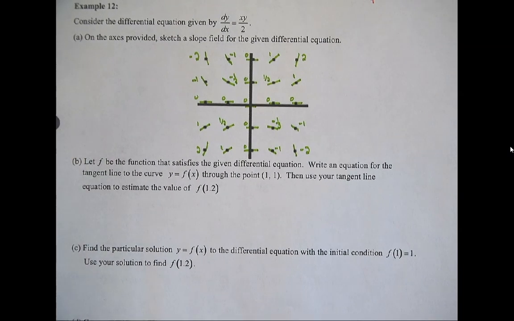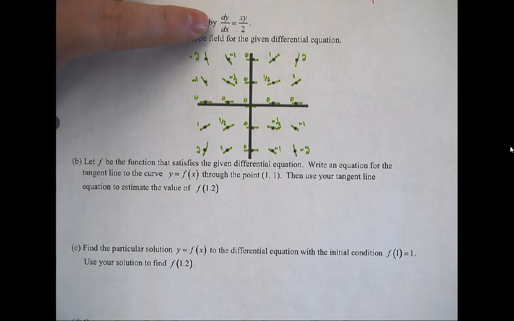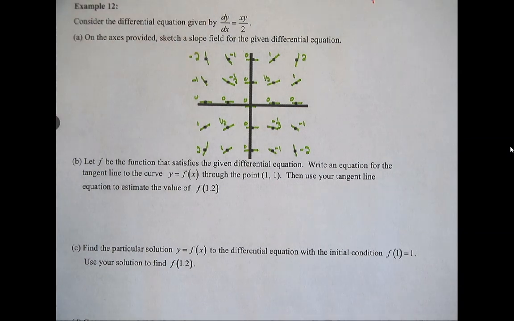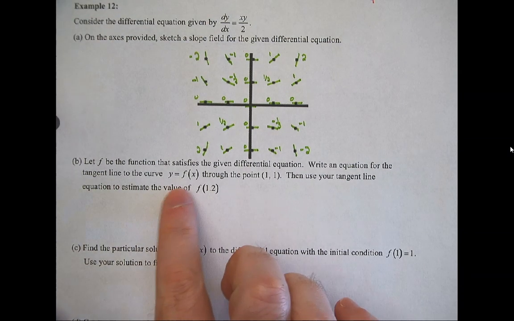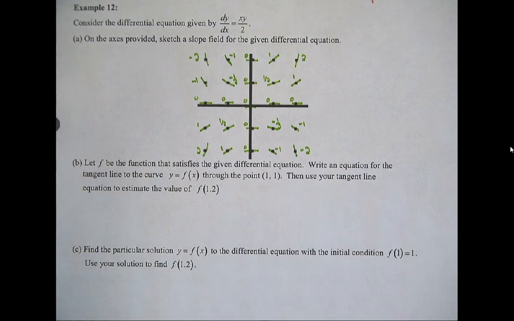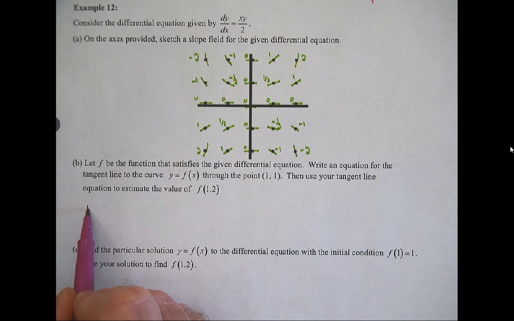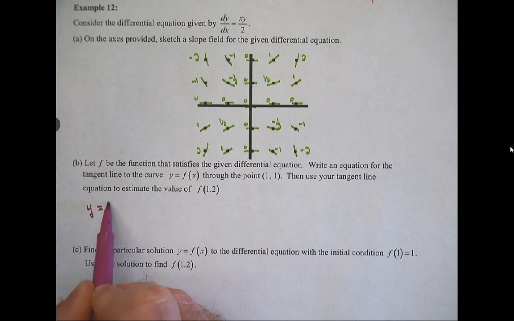Let f be the function that satisfies the given differential equation. Write an equation for the tangent line to the curve y equals f of x through the point (1, 1). That's really easy. This is our dream scenario on the AP test, that they ask us to find the tangent line equation. So the tangent line, I'm going to write it in point-slope form this time, y equals 1.